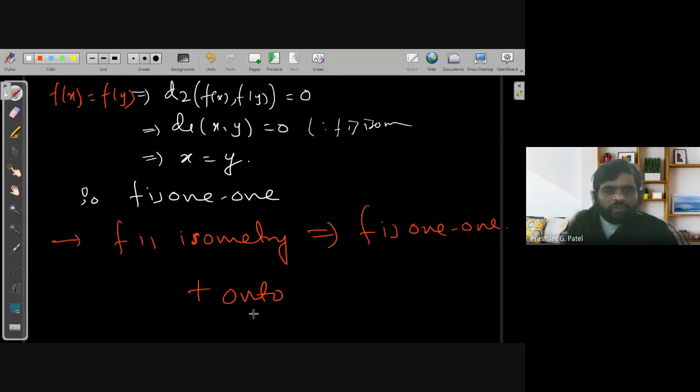So if f is an isometry plus onto, can we say that it is a homeomorphism? The answer to that question is yes. We can say it is a homeomorphism. So that is the next result. It states that if f is an isometry from x1 onto x2, then prove that f is a homeomorphism.